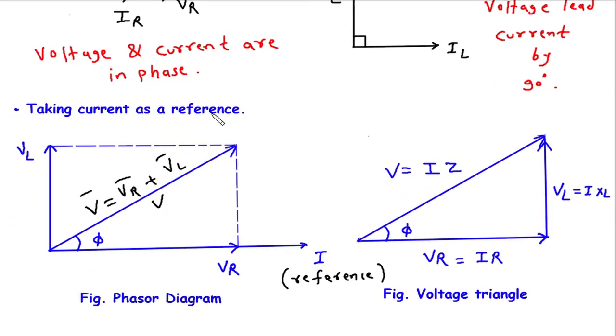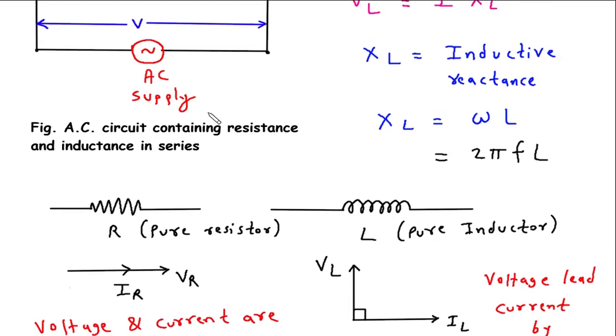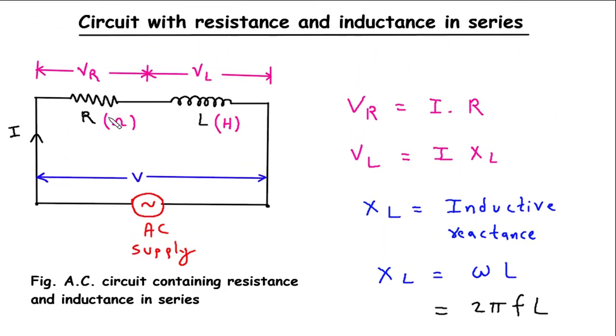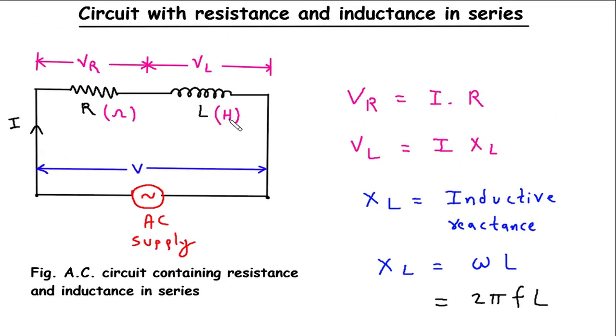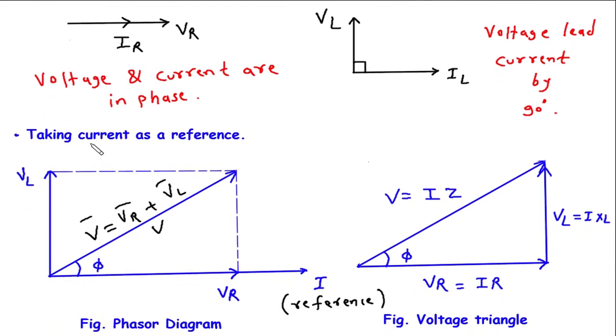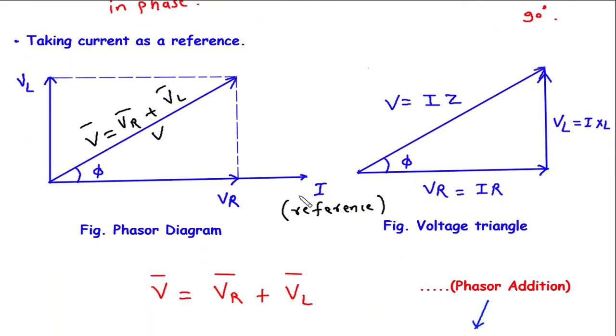Now taking current as a reference, because the current is the same in both resistor and inductor. So we are taking current as a reference. Here we can see in this phasor diagram, this current is taken as the reference. Now this current and this voltage VR are in phase. Here this VL is leading this current I by 90 degrees.